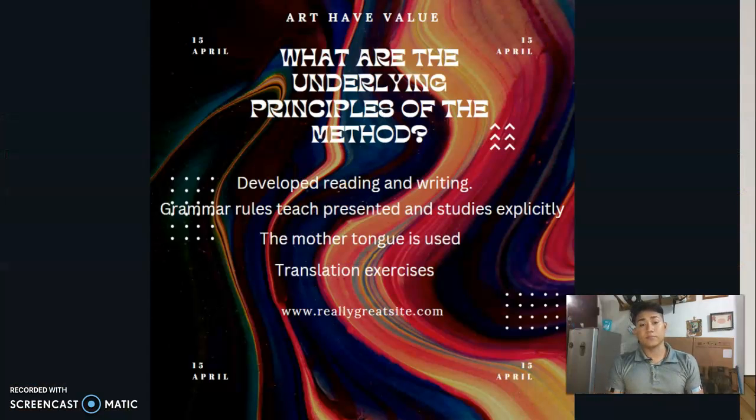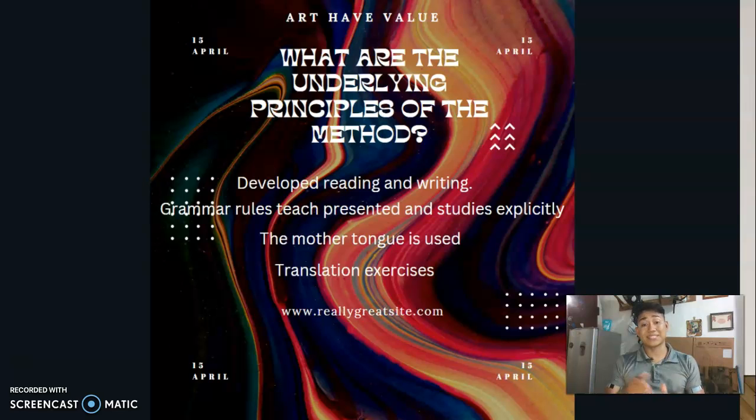And then, what are the principles for this method? Well, the principle for this method is to develop reading and writing in each learner. The main goal is to develop the English rules, and at the end of this process, the student is going to be able to identify the missing words, and also they will need to be able to structure good sentences based on the rules.